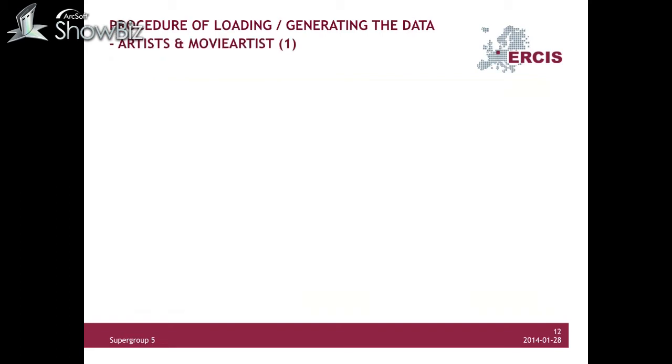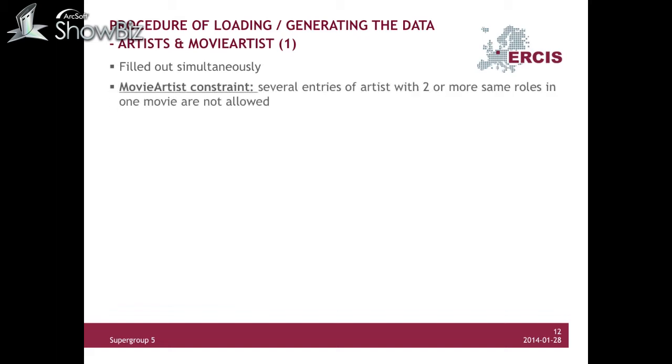Now have a look at the procedure of loading and generating data for the tables artists and movie artists. They are filled out simultaneously. There is a limitation of the movie artists table, which is that one artist cannot have two or more identical roles in one movie. The first point on our to-do list here was to retrieve movies.